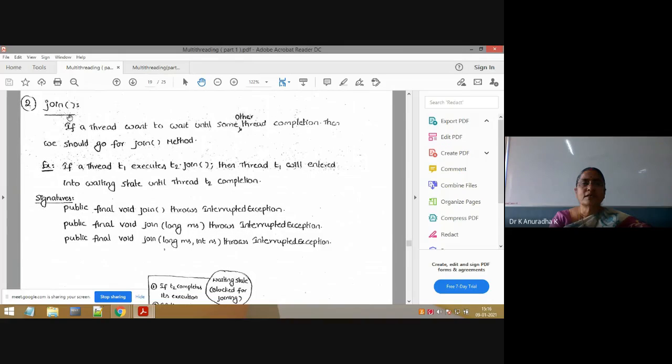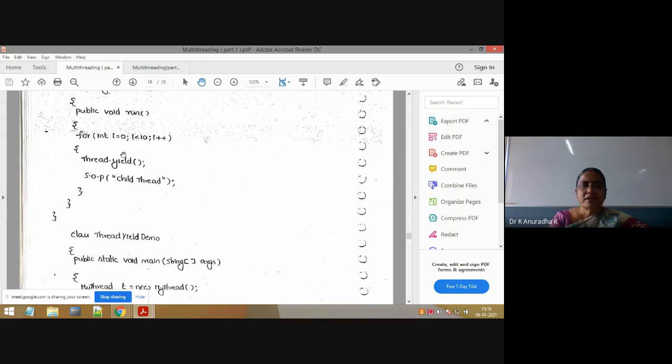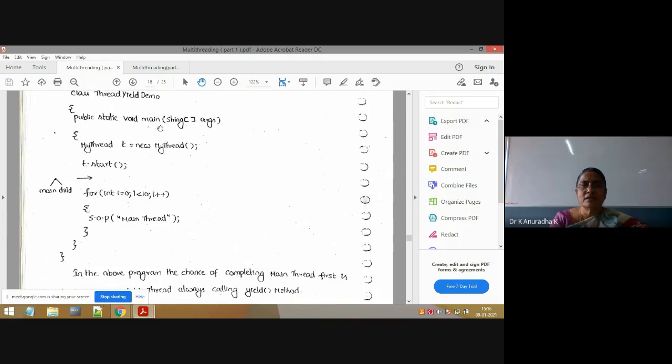Now next, second is join. If you take the first program, the yield method requires only one thread. Inside the child thread we can write the yield method, or inside the main thread also we can write it. Means the yield method requires only one thread. We can write it in any thread, whether it is the main thread or the child thread. That means, to use the yield method of the Thread class, one thread is enough.